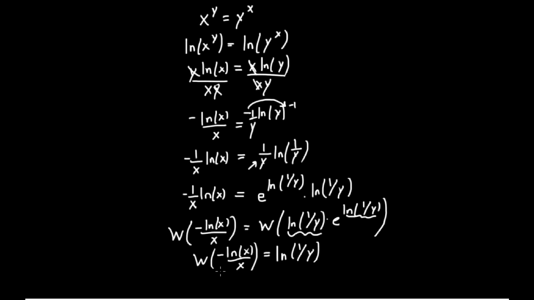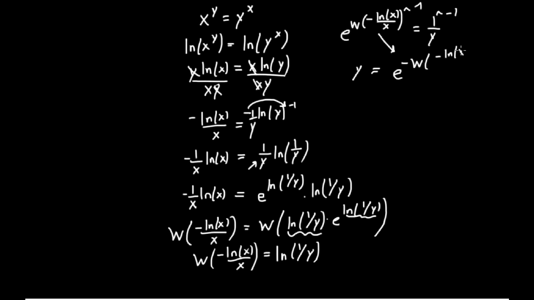So what I'm going to do now is exponentiate both sides. So I'm going to get e to the W of negative ln x over x is equal to 1 over y. And now to solve for y, the last step is to take the reciprocal of both sides. That's the same thing as raising both sides to the minus 1 power. So on the left-hand side, I can just stick that negative in there. Actually, I'm going to move this over to the right-hand side. So it's going to become e to the minus W of precisely what I had before.